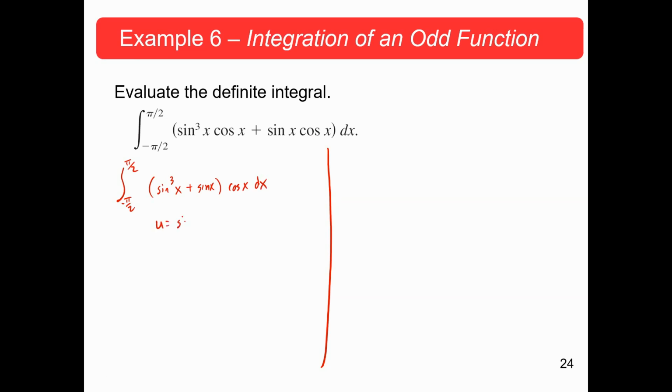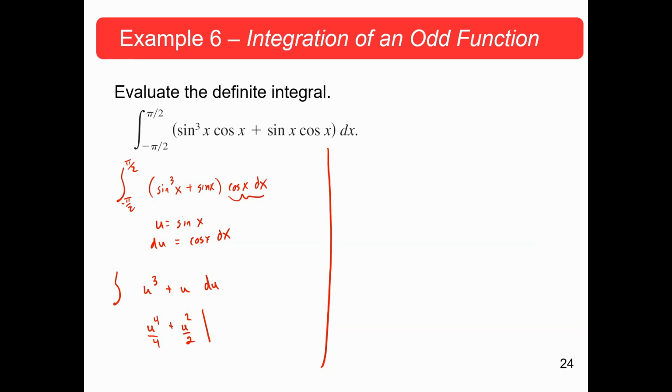So let's let u be sine. Then du equals cosine x dx. Hey, there it is. So now what have I got? I've got the integral from negative pi over 2 to pi over 2 of u cubed plus u du. So this is u to the 4th over 4 plus u squared over 2 from pi over 2 to negative pi over 2. Right? No. What do we not do? We don't want to have to do a back substitution. Let's change our limits of integration.